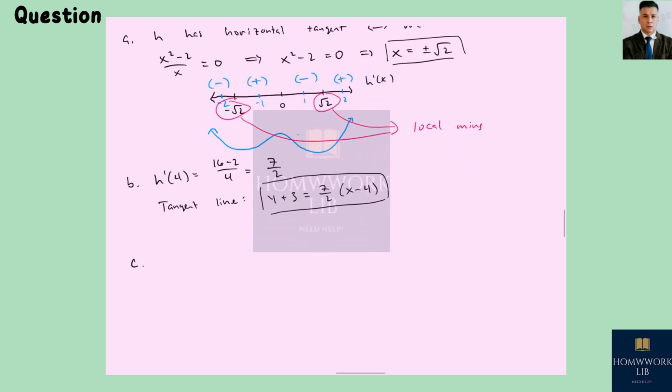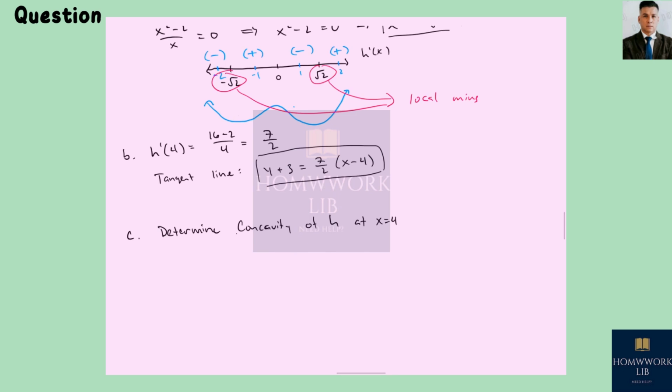And then finally, we're asked whether the tangent line to the graph at x equals 4 lies above or below the graph at x greater than 4. So the key to this one is we need to determine the concavity of h at x equals 4. And the concavity of h is determined by its second derivative, h double prime of x.